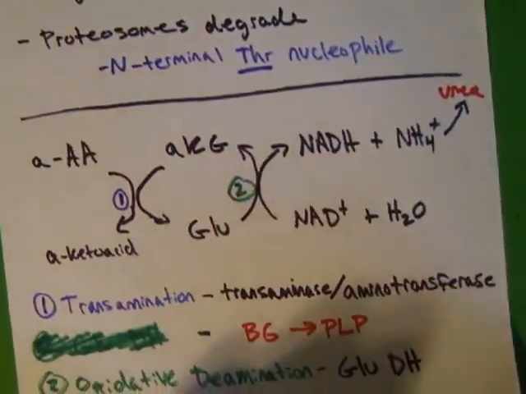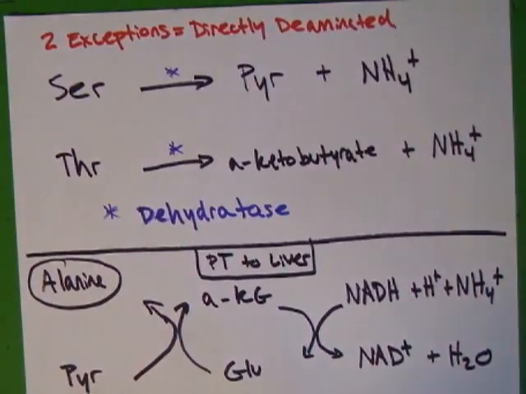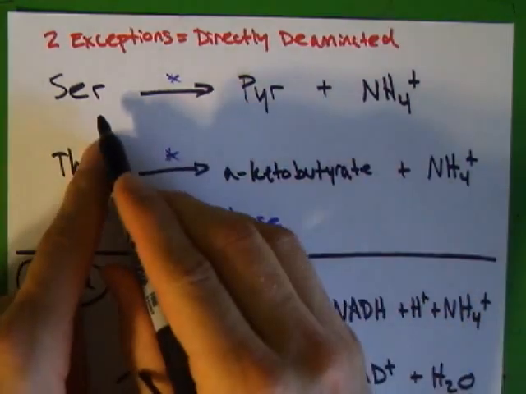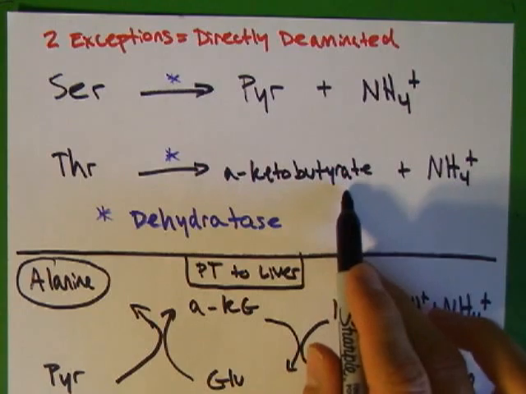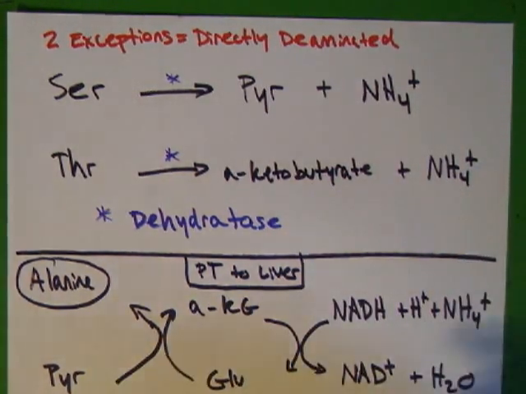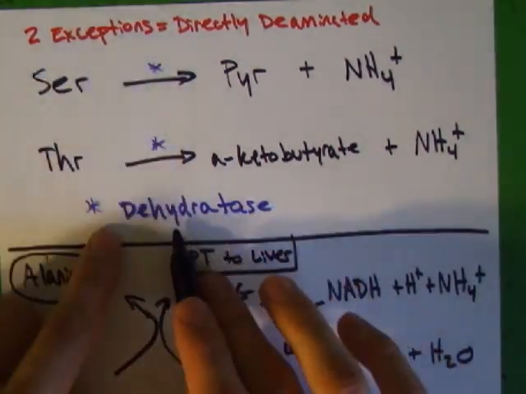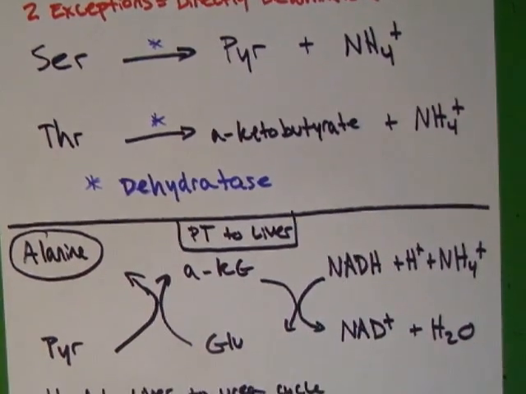Two exceptions to how this works are serine and threonine. They each have their own enzymes. They can be directly deaminated. So serine will go to pyruvate and ammonia. Threonine will go to alpha-ketobutyrate and ammonia, which will both go to the urea cycle after that. And those are done by dehydratases, serine dehydratase and threonine dehydratase.